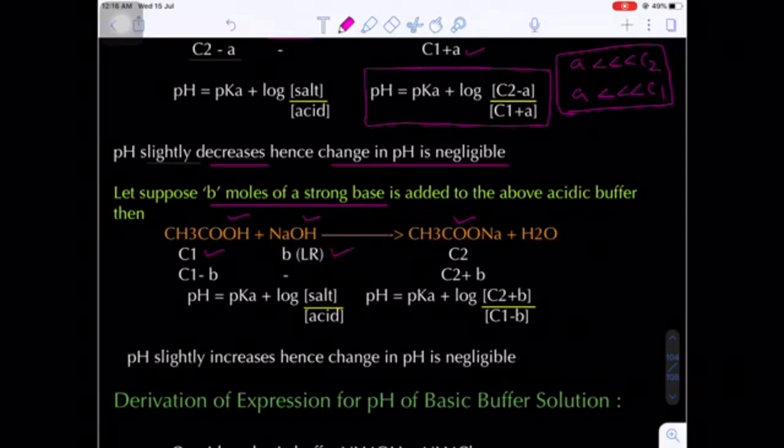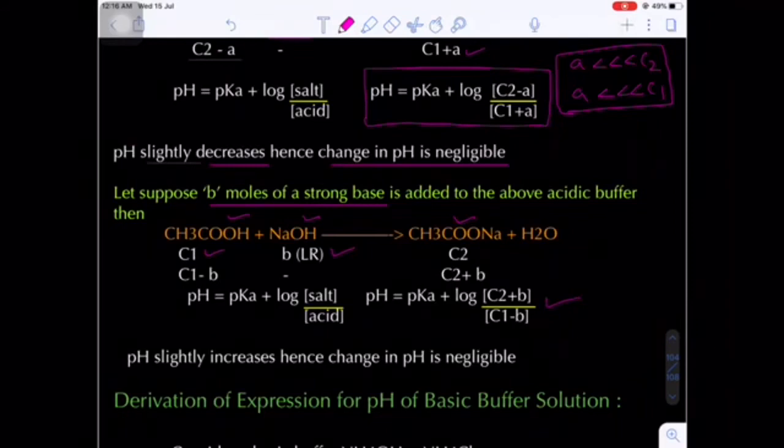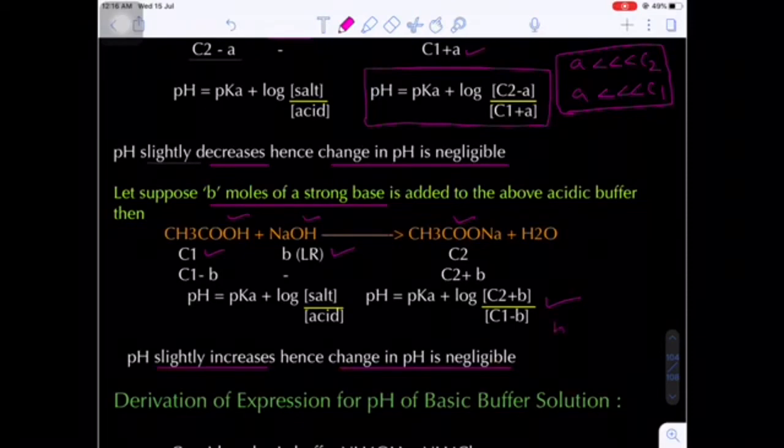Okay, the initial number of moles of acid is C1 and of strong base is small b, so the strong base is the limiting reagent, which will be completely consumed, and the salt will be formed and the weak acid will be left. From here also we can find the pH of the solution, but in this case the numerator value is C2 plus B, which means the pH value slightly increases.